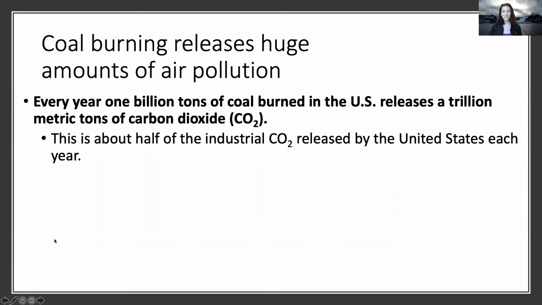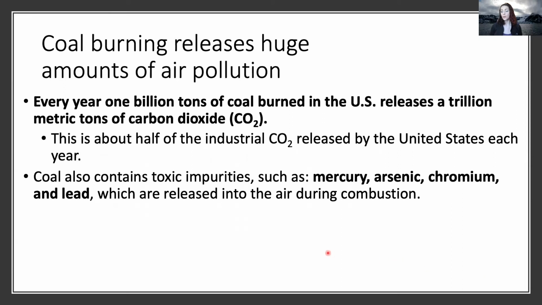So as we just learned in that 60 Minutes exposé, coal burning releases huge amounts of air pollution as well as water pollution. This isn't even the extraction process. This is just the burning process of that coal. So every year, 1 billion tons of coal burned in the United States releases 1 trillion metric tons of carbon dioxide. This is about half of the industrial CO2 released by the United States each and every year.